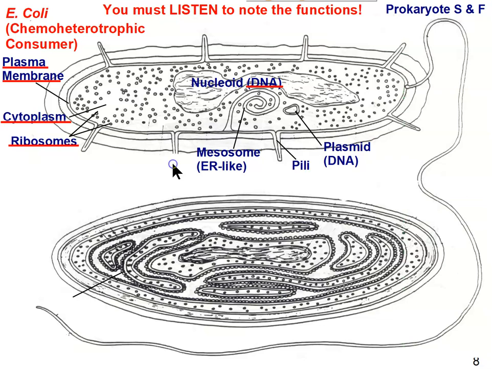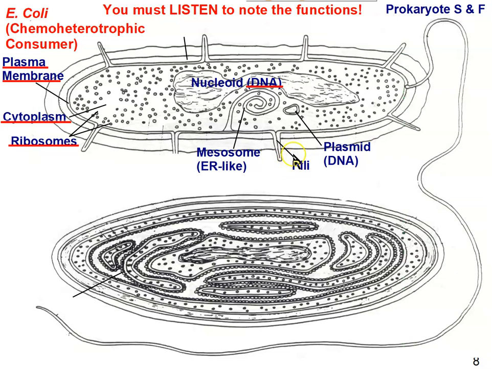Next we have the pilus. One would be a pilus. Pili is plural. And the pilus or pili are for attachment. So it helps the prokaryotic cell attach and stay where it wants to stay.